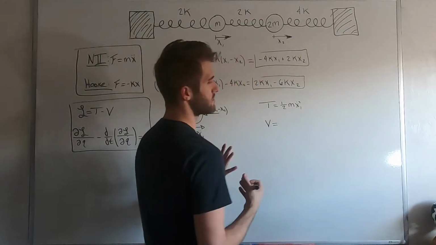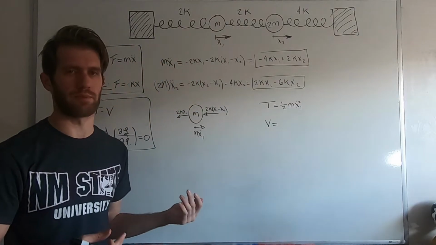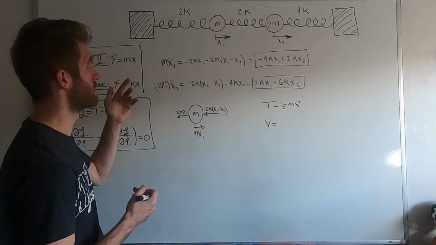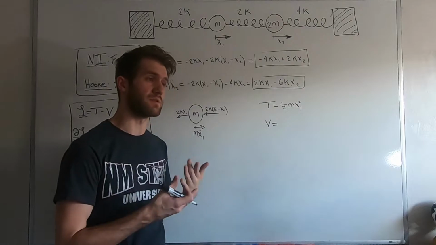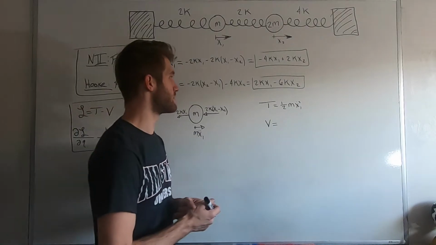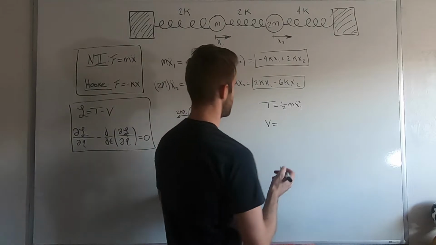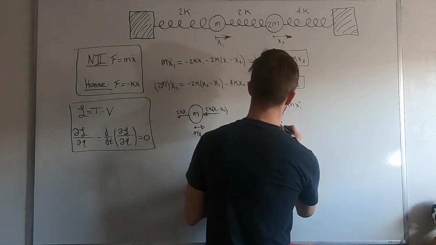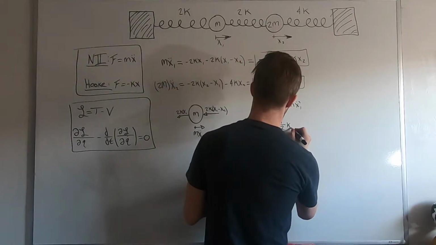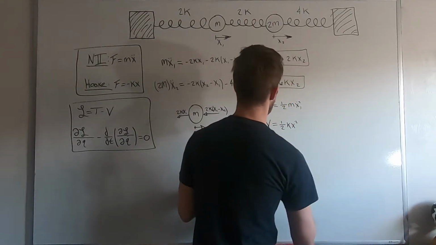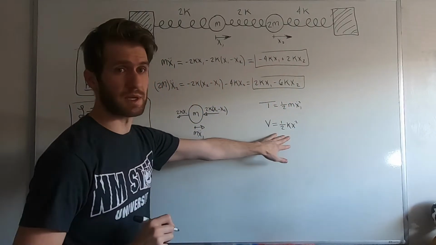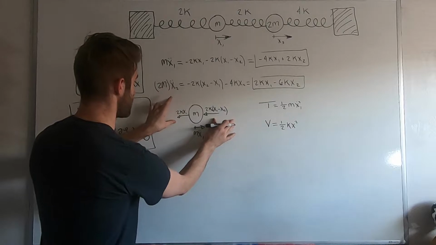So what is the potential we need for this particular kind of a problem? Well, because we are dealing with a harmonic oscillator, we're going to have to use the harmonic potential, which is just 1/2 kx squared, right? So that is what we're going to be using to relate these forces here.